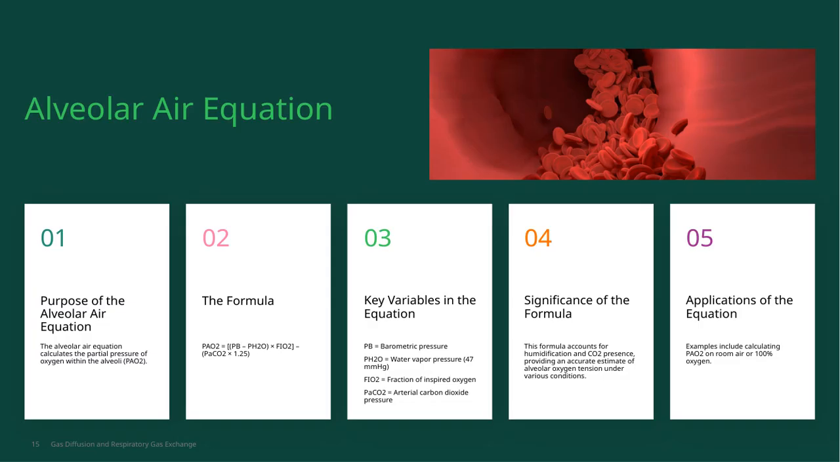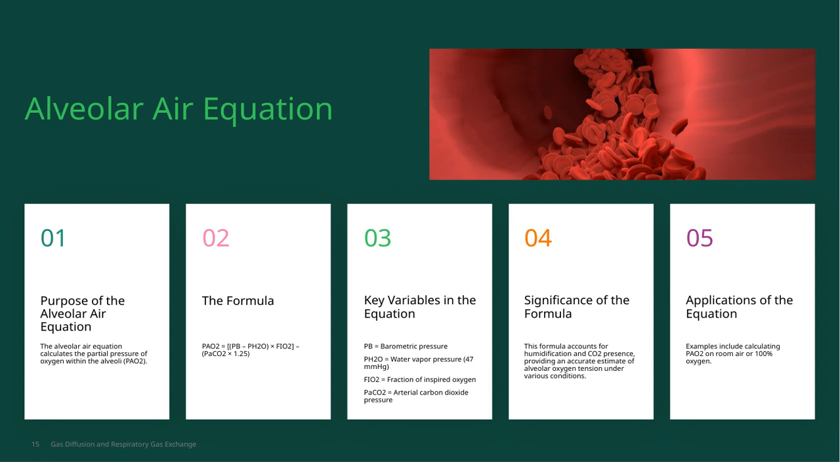Now, let's explore the purpose of the alveolar air equation. Its main goal is to calculate the partial pressure of oxygen within the alveoli, known as PAO2. This value is crucial because it helps us understand how much oxygen is available for gas exchange in the lungs.